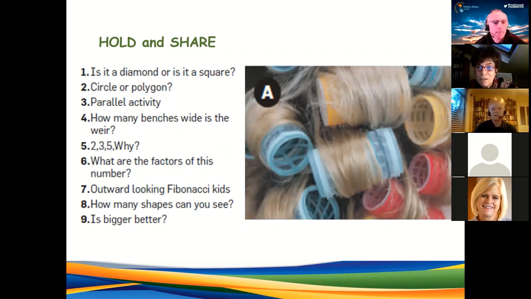So number 2, circles or polygons. Number 8, the shapes. Number 2 again. Number 8. And number 9. Okay, so for this particular one, the actual tagline on the poster on the website is number 5. 2, 3, 5, Y. If you look very closely, you'll see there's 2 yellows, there's 3 reds, and there's 5 blue curlers.